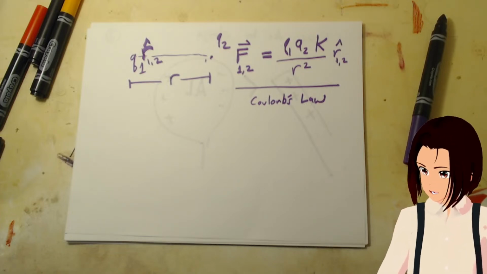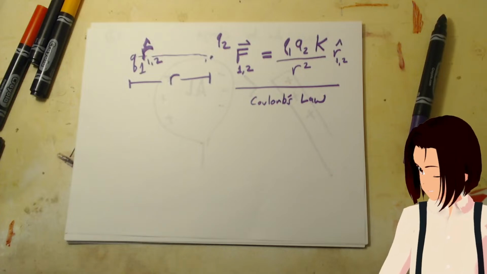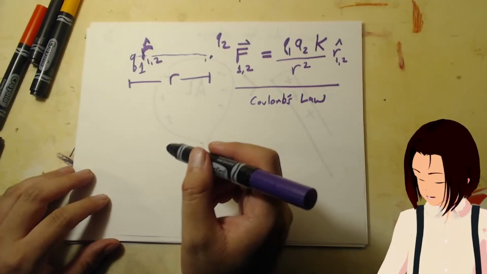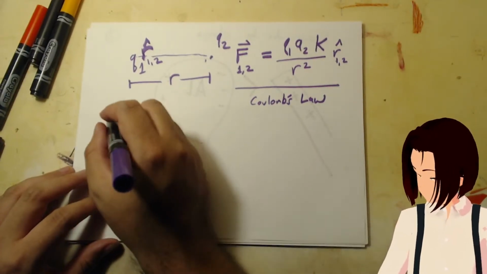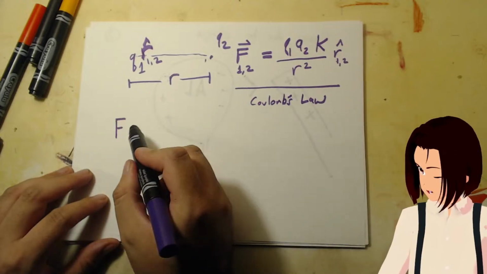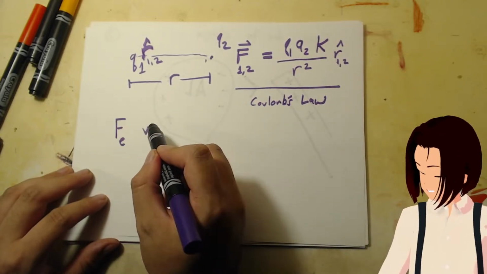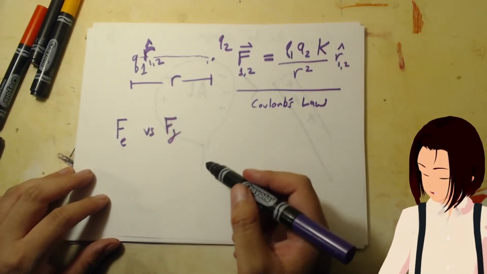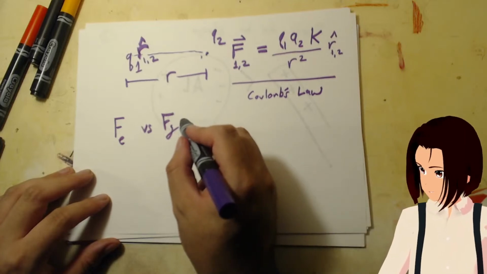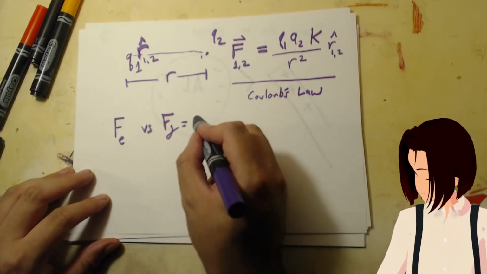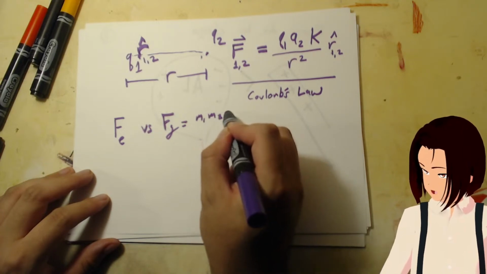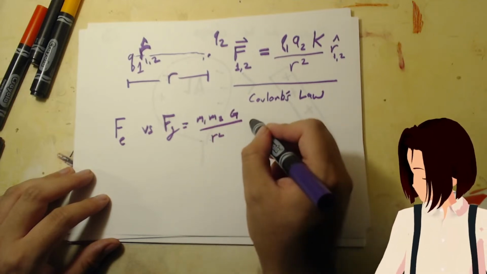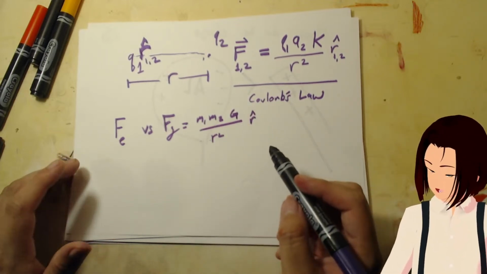So I want to illustrate the difference between the force of charge, the electric force that I just showed you, let's call it F of E, versus the gravitational force. So you remember the formula for gravitational force is mass 1 times mass 2 times some gravitational constant over r squared, r hat. Yay, we knew that.